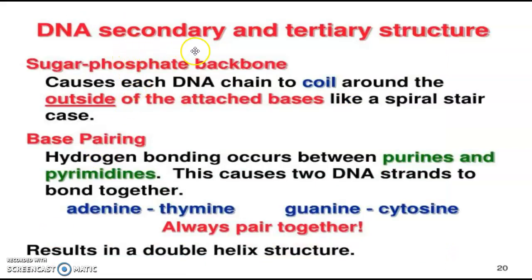When we come to the DNA secondary and tertiary structures, sugar phosphate backbones cause each DNA chain to coil around the outside of the attached bases like a spiral staircase. The base pairing, hydrogen bonding, occurs between purines and pyrimidines. This causes two DNA strands to bond together. Adenine and thymine will form a bond and guanine and cytosine will always bond. This pairing between adenine-thymine and guanine-cytosine results in a double helix structure.